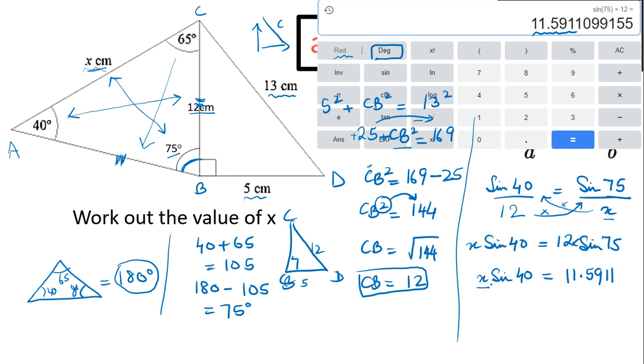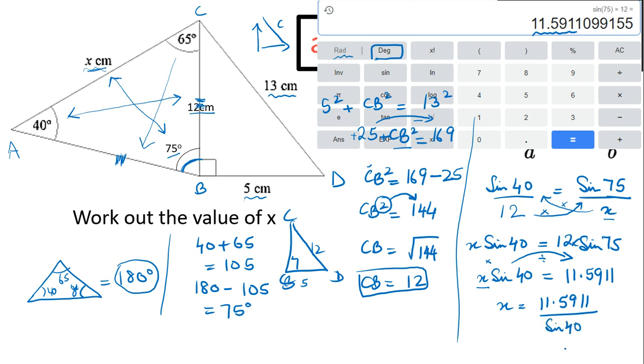For that, I need to isolate the x, or make x the subject. In order to make x the subject, I need to take everything away from x. Whatever is attached to the x goes to the other side. When sine 40 goes to the other side, because it's in multiplication with the x, the state of it changes and it turns into division. So when sine 40 goes over there, x equals 11.5911, and that divided by sine 40.